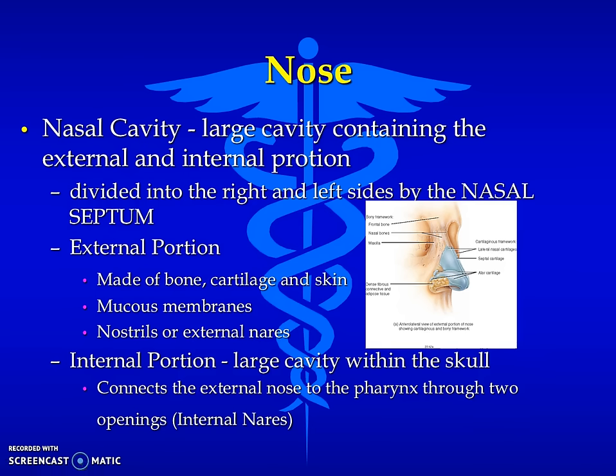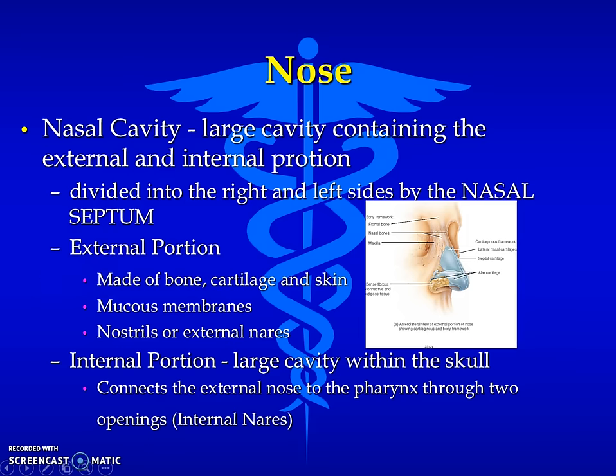So our nose is basically composed of a nasal cavity, which is a large cavity containing the external and internal portion. It's divided into the right and left side by the nasal septum. And then the external portion is made of bone, cartilage, and skin. So in this picture you can see the top portion is bone, most of the blue part is all cartilage, and then it's covered by skin.